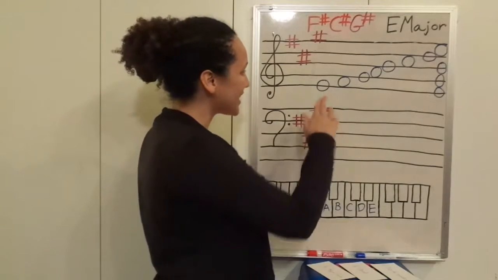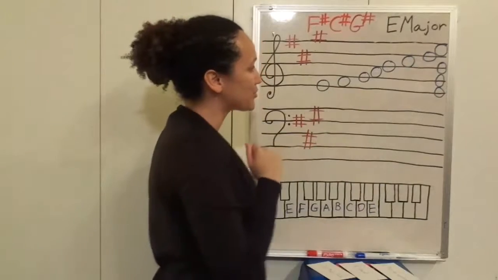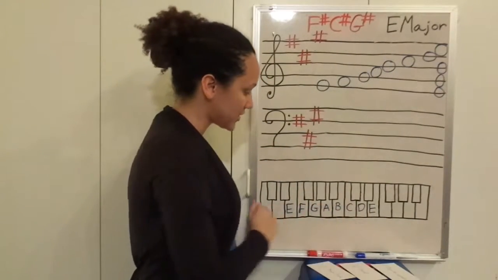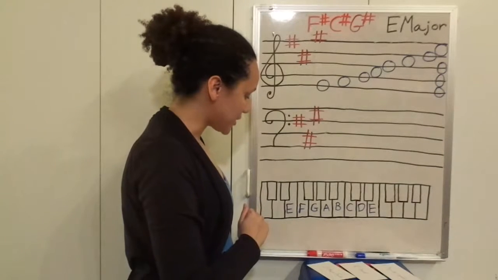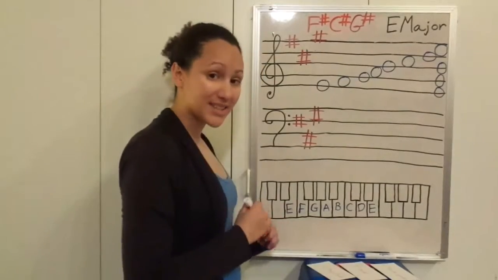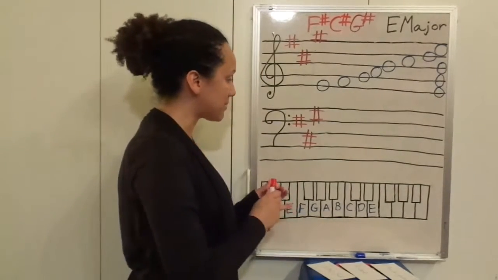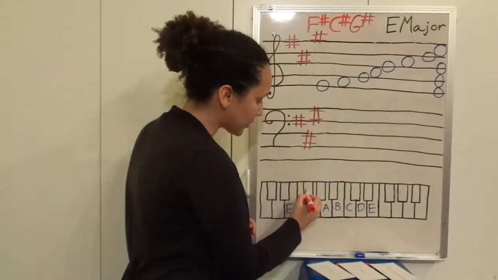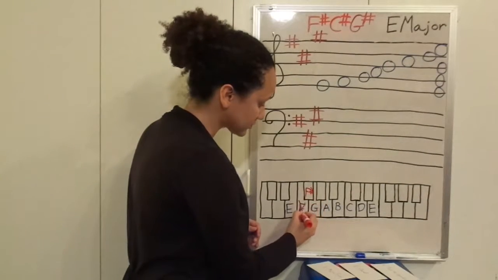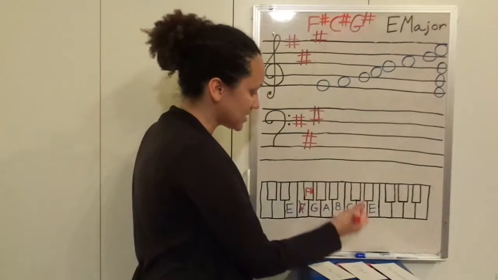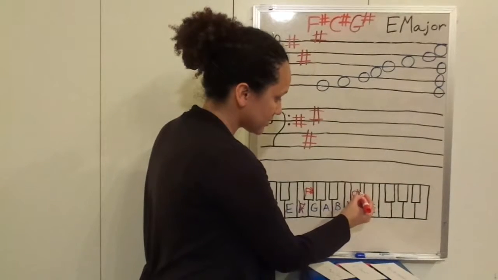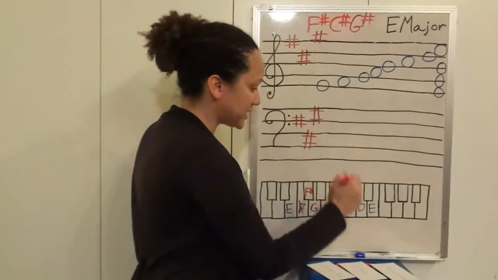If you take a look over here, we have our E major scale, written out all the notes, and then also here on the keyboard, we have the notes as well. E and then F sharp. We're going to raise the F to be F sharp to match the key signature. So there we have F sharp. We're going to raise the C to be C sharp. We're going to raise the G to be G sharp.